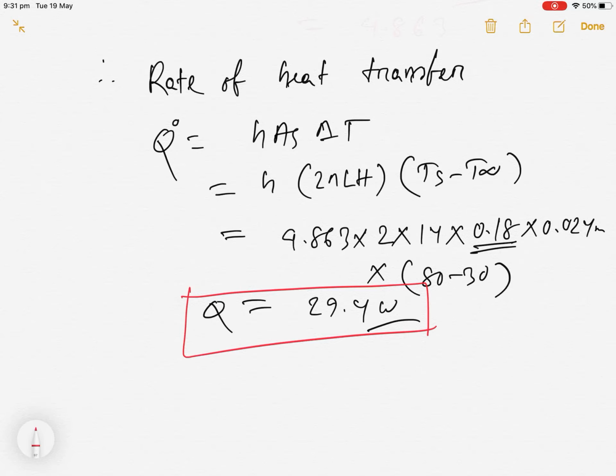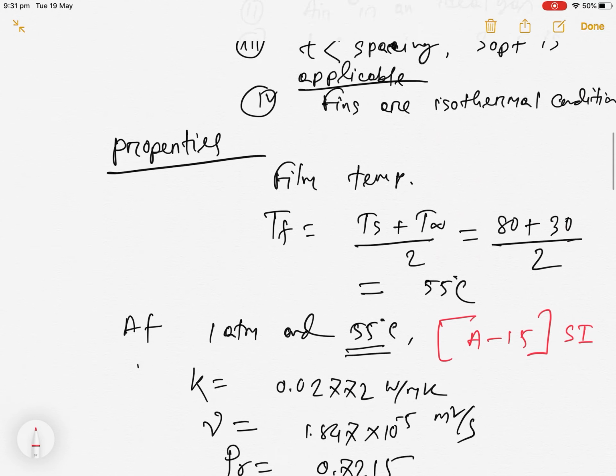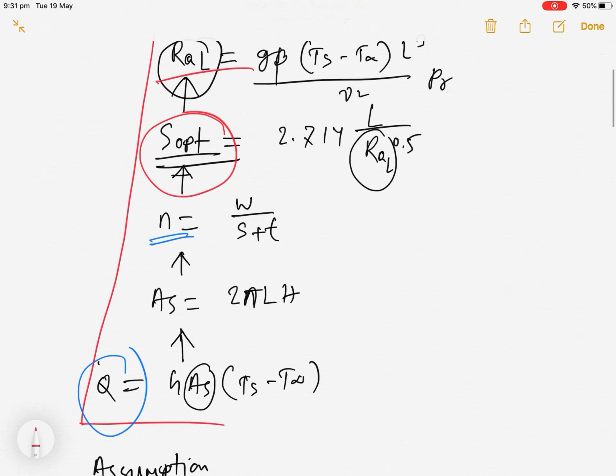So we got the rate of heat transfer. That means this heat sink, when we use some different shapes of fins, we usually call this a heat sink, can dissipate this amount of heat by natural convection. So that's actually the solution of this problem, and you will see what we did. Initially we calculated the Rayleigh number, the optimum spacing, and then we calculated the heat transfer coefficient. Then we got the rate of heat transfer.